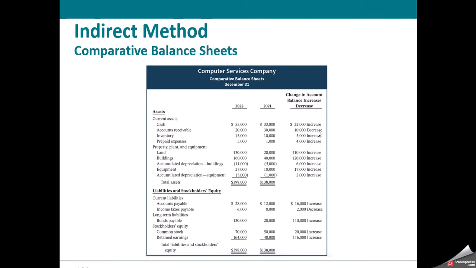Our accounts receivable decreased $10,000. So that decrease of $10,000, we should see it in the operating section of our cash flow statement. Same with inventory and prepaid expenses. Now, when we move down to our property, plant, and equipment, these changes, other than depreciation, should end up in our financing section. Depreciation is in our operating section.